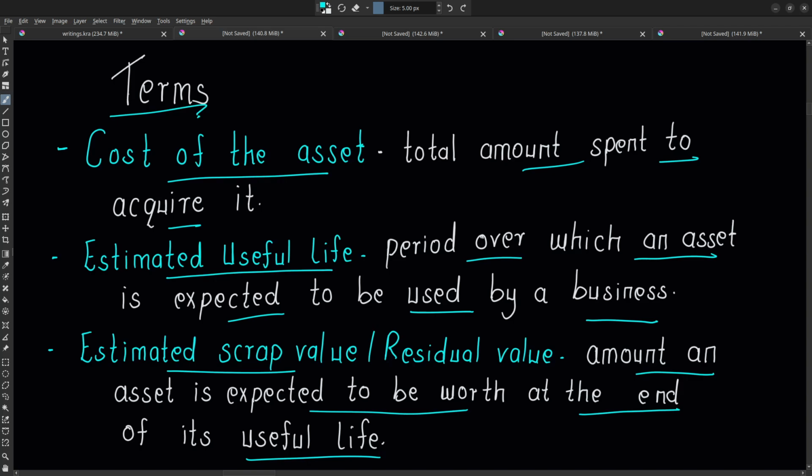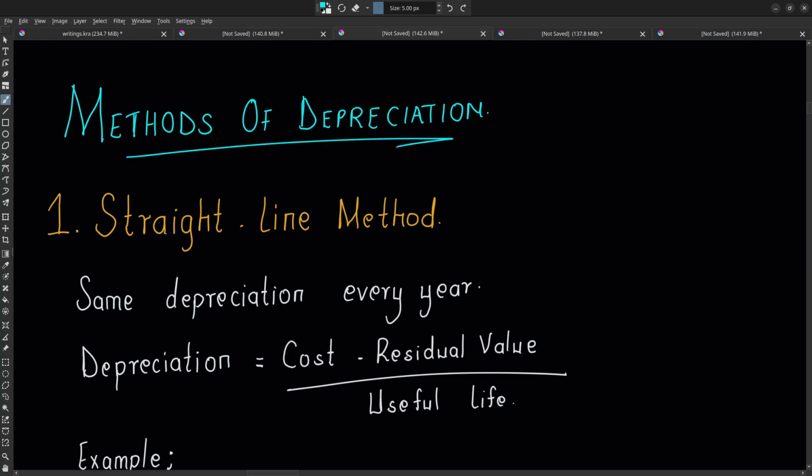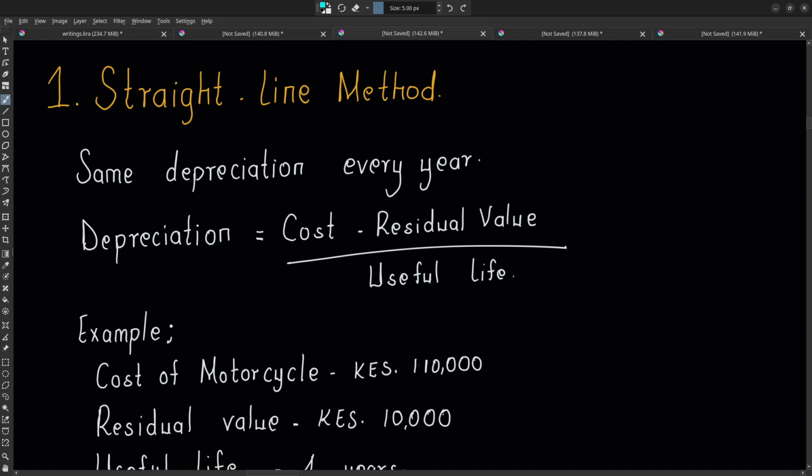Now let us look at some of the main methods that are used to depreciate an asset. The first one is the straight line method, where basically the same depreciation is done on an asset every period in its useful life. So if in the first year we depreciate 10,000, the second is 10,000, the third year is 10,000. This is how we calculate it: the cost of the asset minus the residual value, over the useful life. Now let us look at an example.